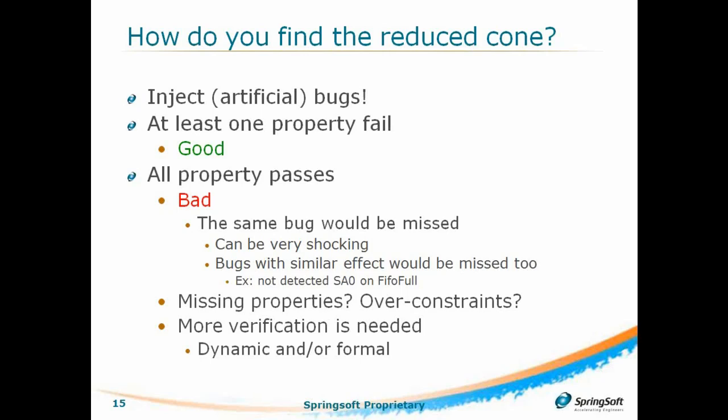So the question now, once you have this evidence, is what's wrong? What am I missing? Am I missing properties? Am I over-constraining the design? Is there a mismatch between what the designer intended to do, or his interpretation of the specification, and my own interpretation of the specification? In all cases, more verification or more checks are needed. Those could be done either in dynamic or formal verification, or a combination of the two.